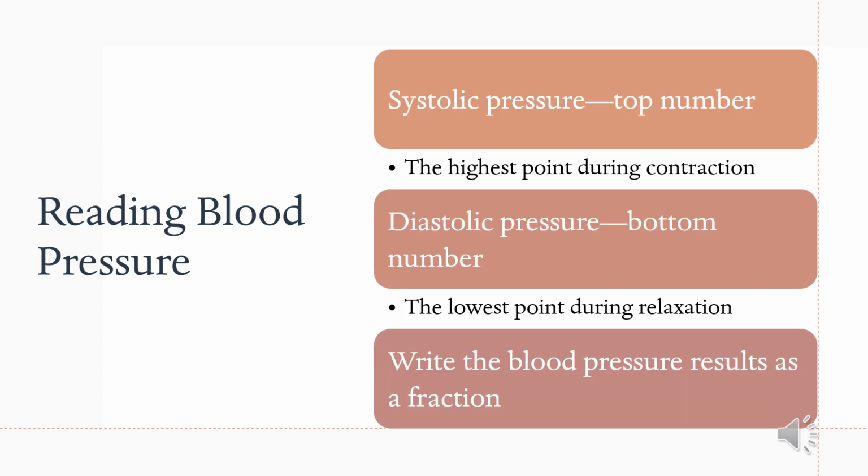When recording a blood pressure reading, the systolic pressure is the top number. It's the highest point during contraction. The bottom number is the diastolic pressure, or the lowest point during relaxation. And then you're going to write the blood pressure results as a fraction. For example, 120/80.